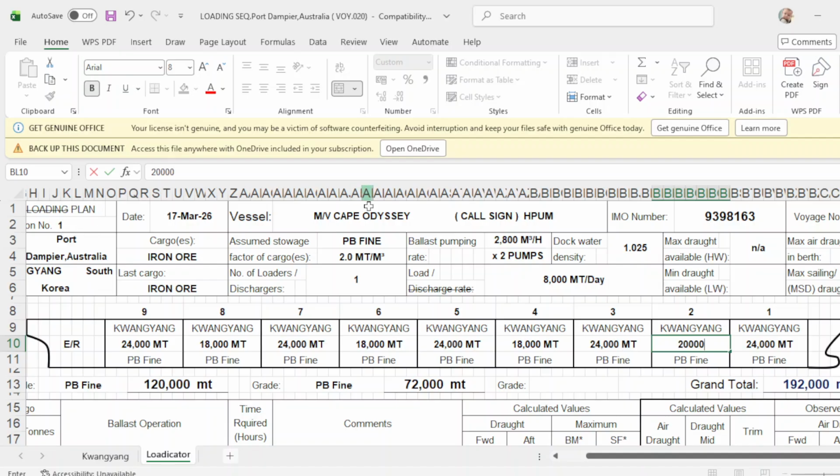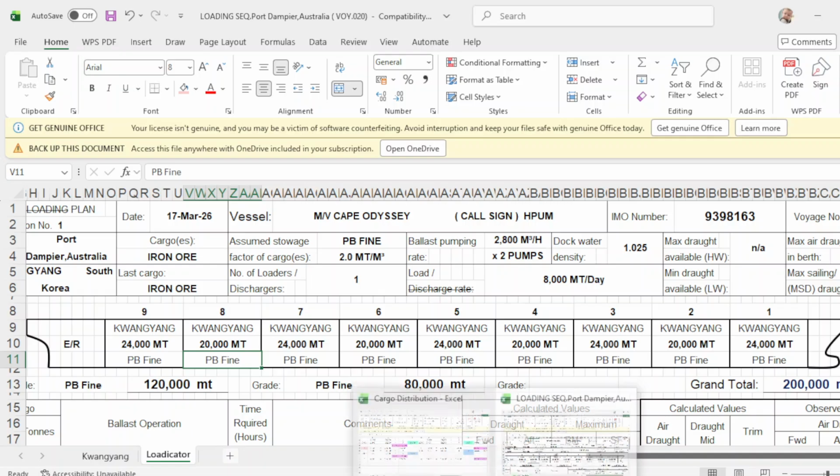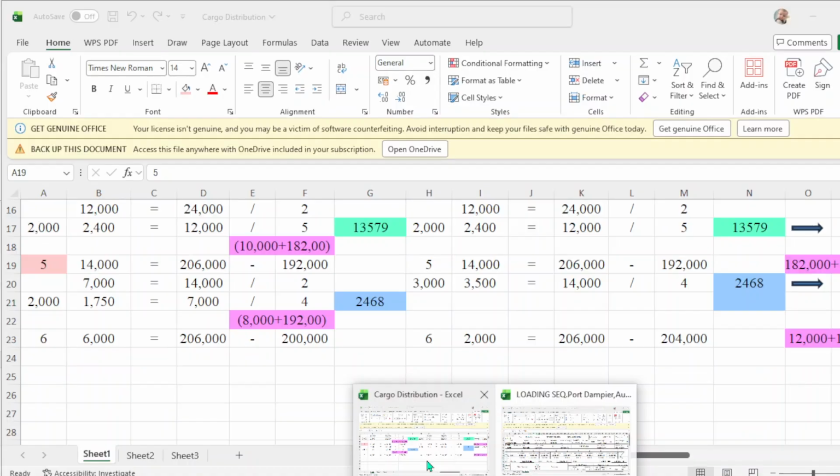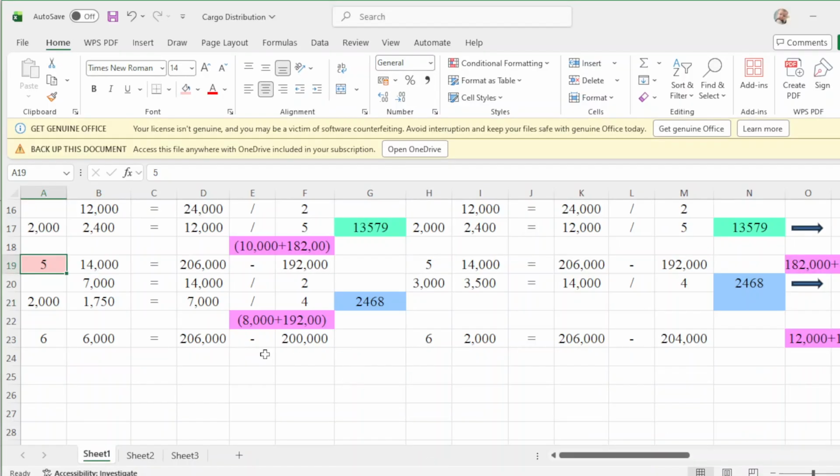Each will be 20,000 in holds 2, 4, 6 and 8. Total of 200,000. So your total amount here is 200,000. Okay. So you have 6,000 more to go for completion of loading.